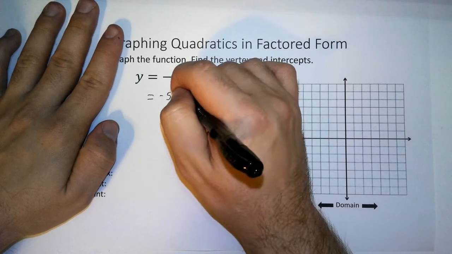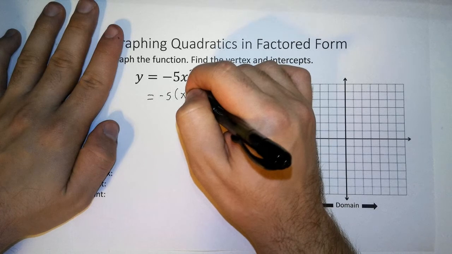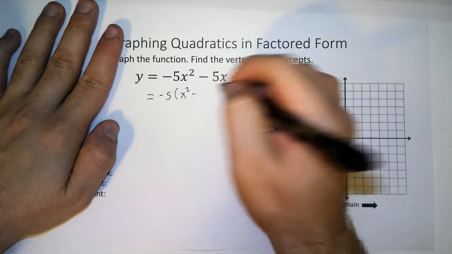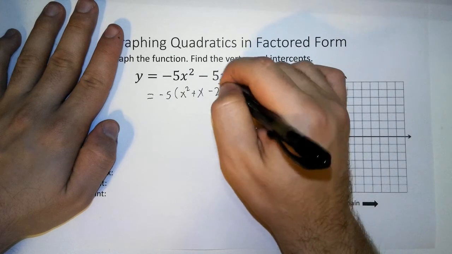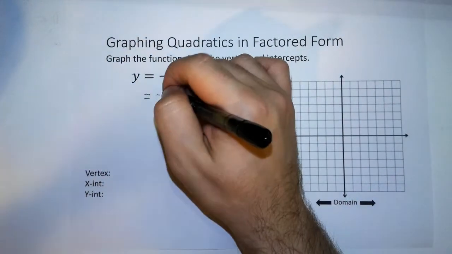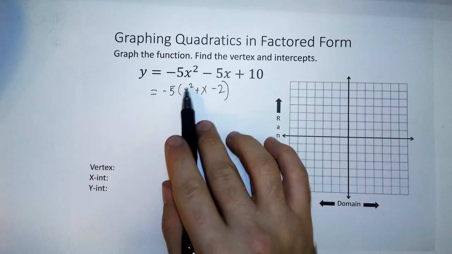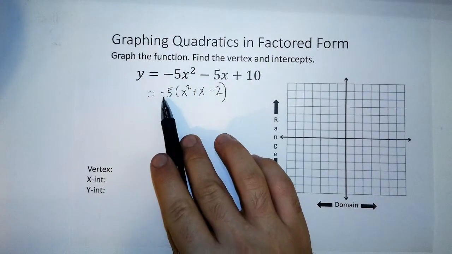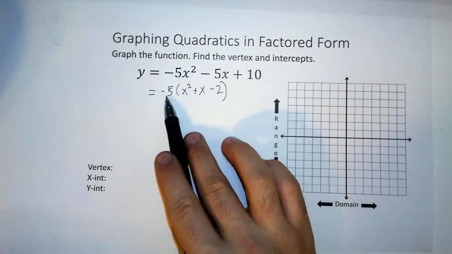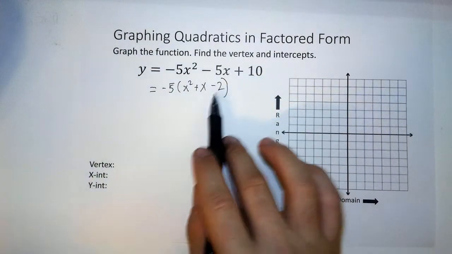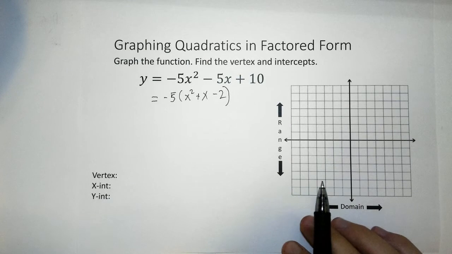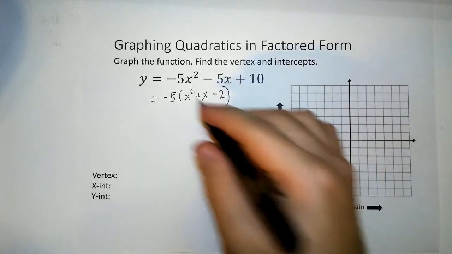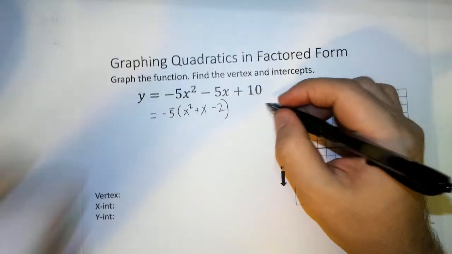All right, so we're going to factor out a negative 5, and we have an x squared, we have a plus x, and we have a minus 2. Right, does that work out? Well, negative 5 times x squared is negative 5x squared, negative 5 times x is negative 5x, and negative 5 times negative 2 is positive 10. Okay, so this does work out. I did do the reverse distribution correctly, and now we can go ahead and factor out that inside part.